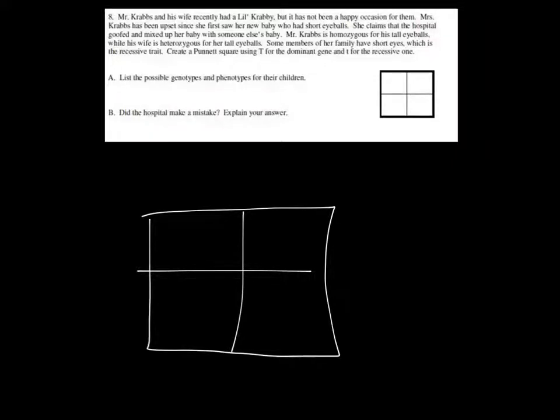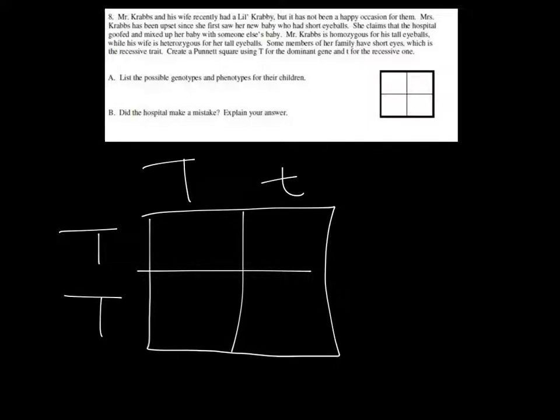So that means that if he's homozygous, it's the same. And since tall is dominant, that means Mr. Krabs is going to be big T, big T. And since the male's gametes go on the left, that's big T, big T. Now, Mrs. Krabs is heterozygous for her tall eyeballs because some members of her family have short eyes, and that's recessive. So she's going to be big T, little t.